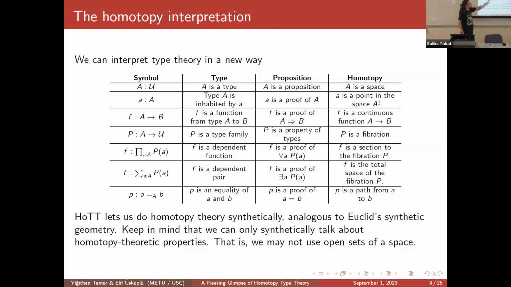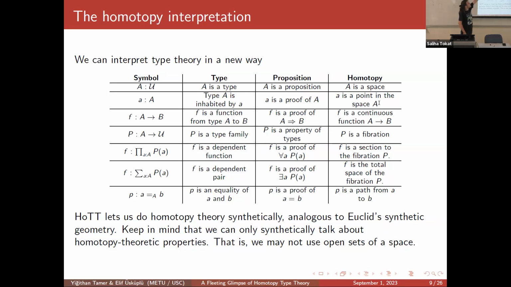So you can look at things as propositions. So for example, this means for all A in A, P of A holds, and this means if A holds, then B holds, and so on. But we're going to introduce something called the homotopy interpretation, which basically lies at the heart of homotopy theory.